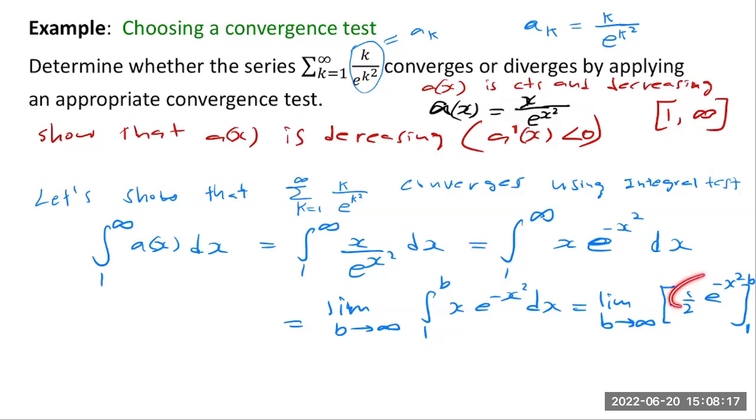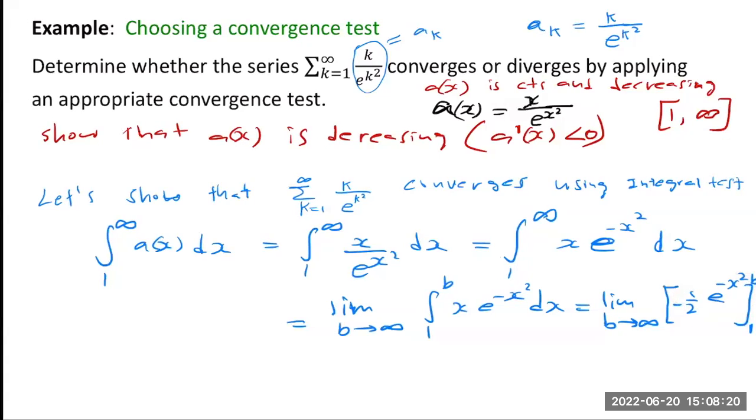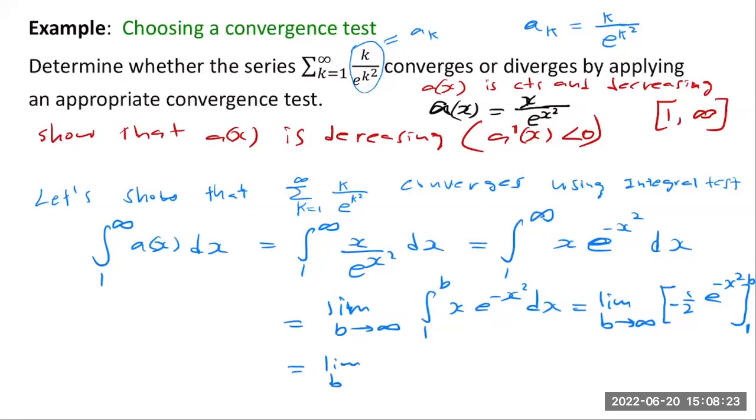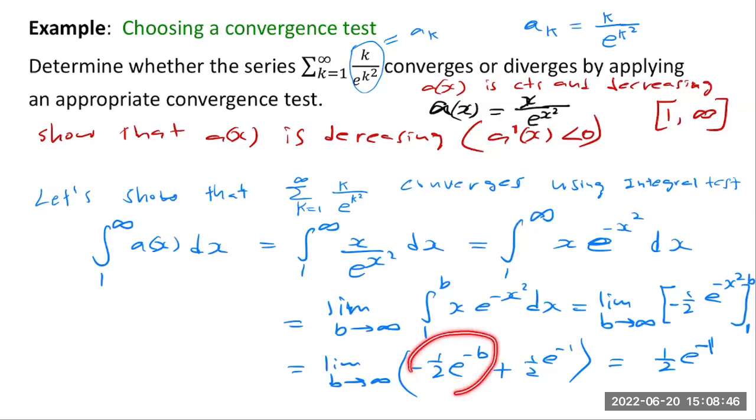Now if I plug in these limits, you will get the limit as b goes to infinity of minus 1/2 times e to the power minus b plus 1/2 e to the power minus 1. This is equal to 1/2 times e to the power minus 1, because as b goes to infinity, this becomes e to the power minus infinity, which approaches 0. As b approaches infinity, this whole term approaches 0.